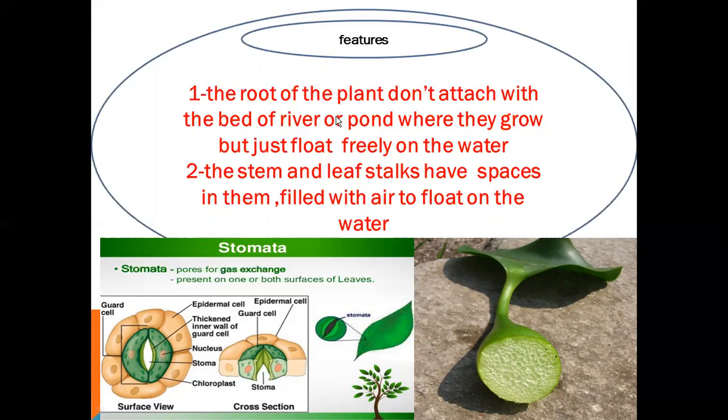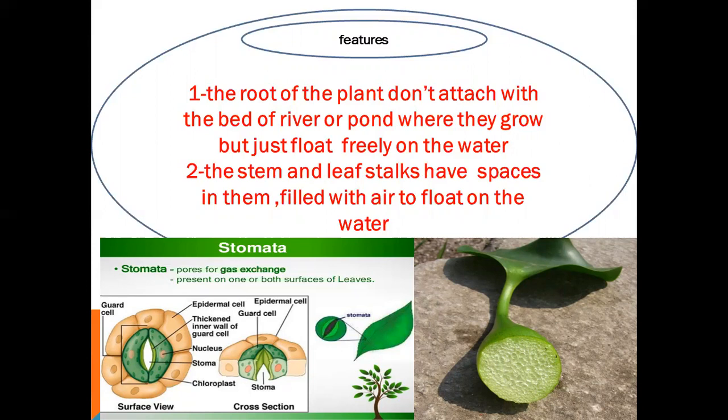Number 1, the root of the plant doesn't attach to the bed of the river. You can say it doesn't have any root system that attaches to the soil underneath the water. The soil of rivers doesn't have any root system for these plants, because the plant still floats on the outside of the water. So the root system doesn't attach to the soil inside the water.